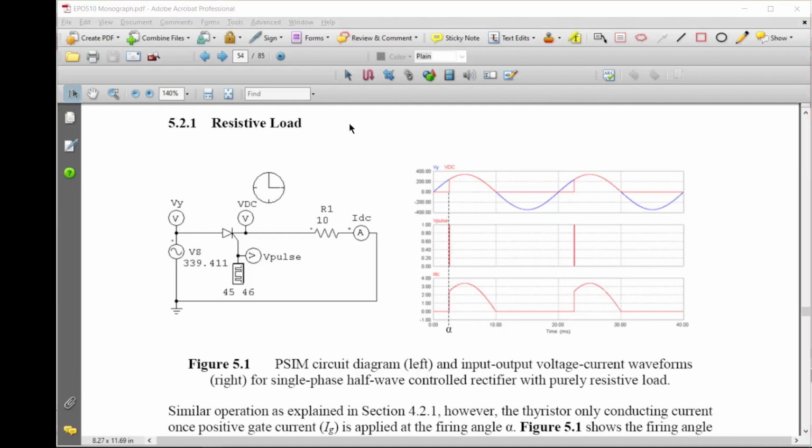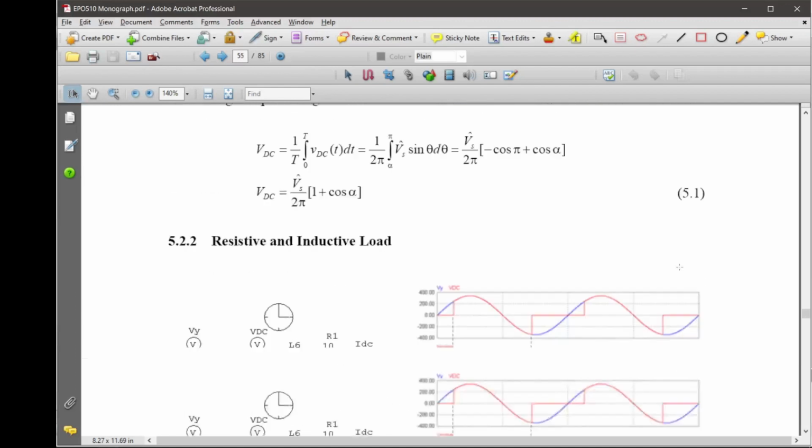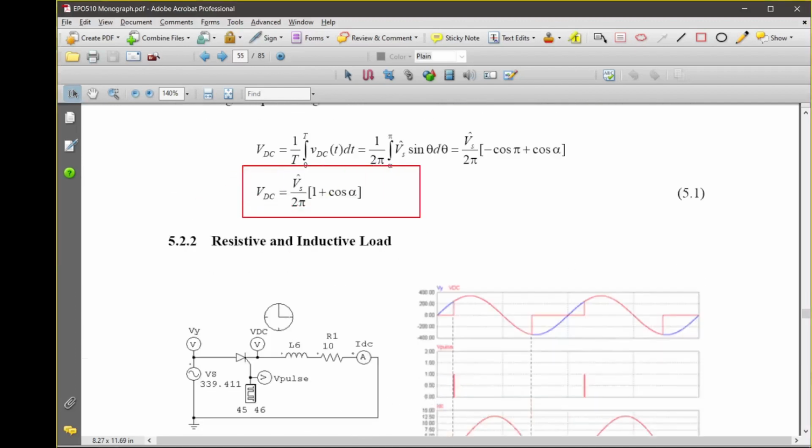So when you do that, you get the output voltage equation, which is equal to VDC = Vpeak/(2π) × (1 + cos α). In this equation, we see that there is a control parameter variable, and therefore you can vary the VDC. So if α equals π, this term goes to -1, isn't it? Cos π will be -1, so you have 1 minus 1, and therefore VDC will be equal to 0.